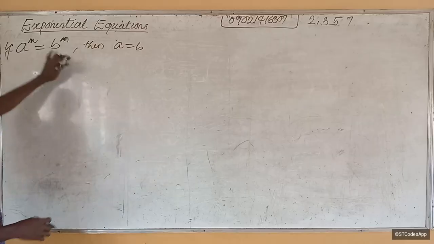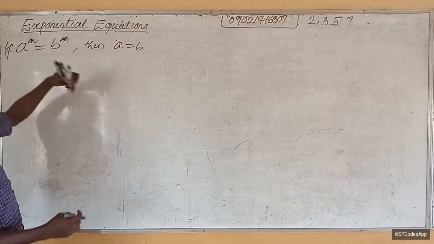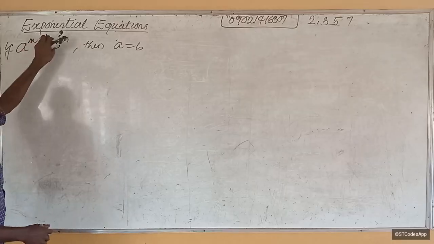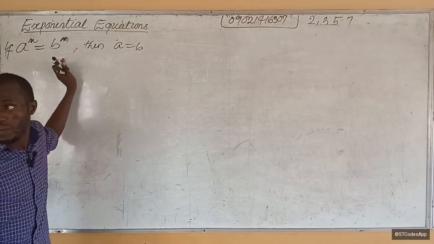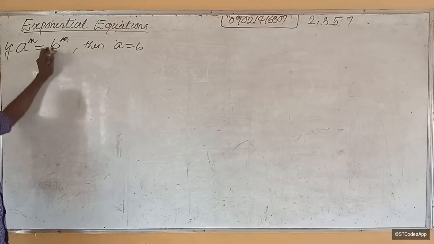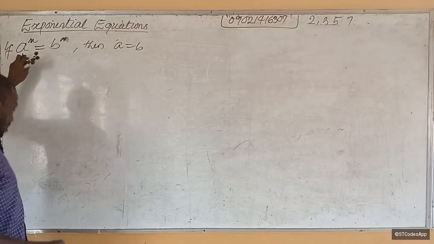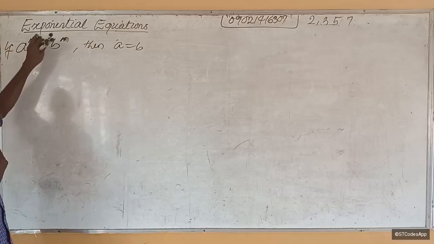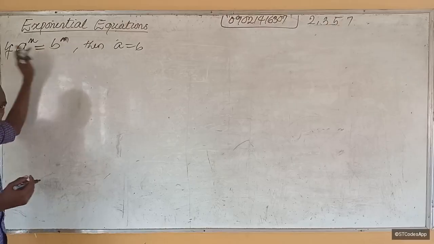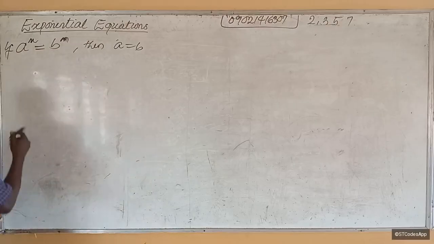Equal power rule. If the powers are equal, for example, think of it too. If I say a particular number raised to power 3 is a particular number raised to power 3, so definitely this number must be this number. If a particular number raised to power n is another number raised to power n, then the numbers must be the same. Is that clear?